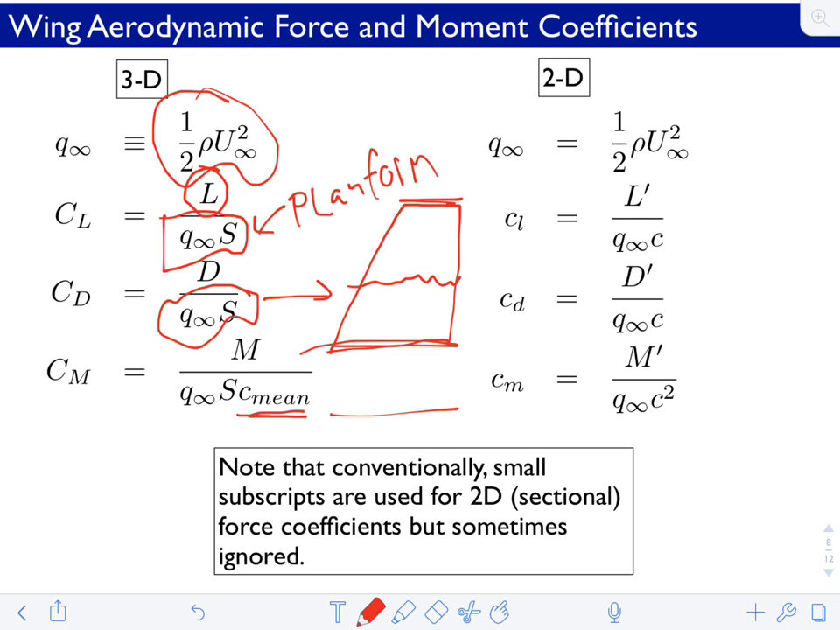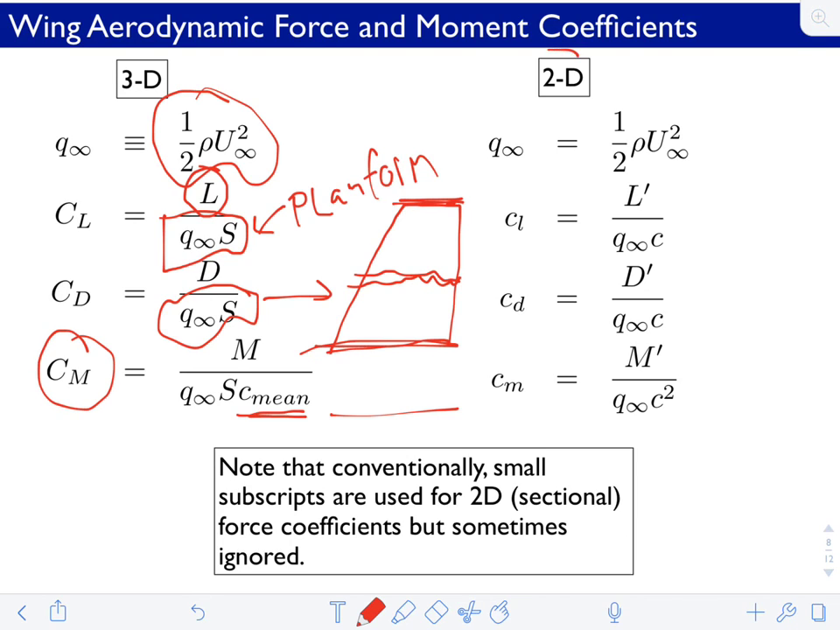The root chord is here, bigger than the tip chord. In a quadrilateral like this, you could just take the average of the two. If it's a more complicated shape, you'd have to integrate to find the mean. But anyway, here it's drawn something like this. So mean chord is a characteristic length scale that represents that wing. It is shown there. So this is from the moment coefficient.